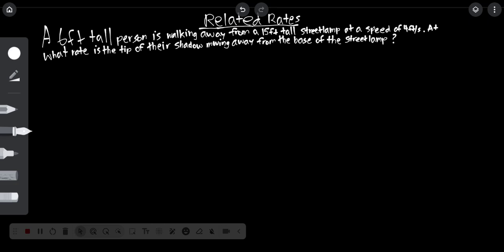We're given that a 6 feet tall person is walking away from a 15 feet tall street lamp at a speed of 4 feet per second. At what rate is the tip of the shadow moving away from the base of the street lamp? You can pause the video here and try it out on your own, or you can go through it with me.